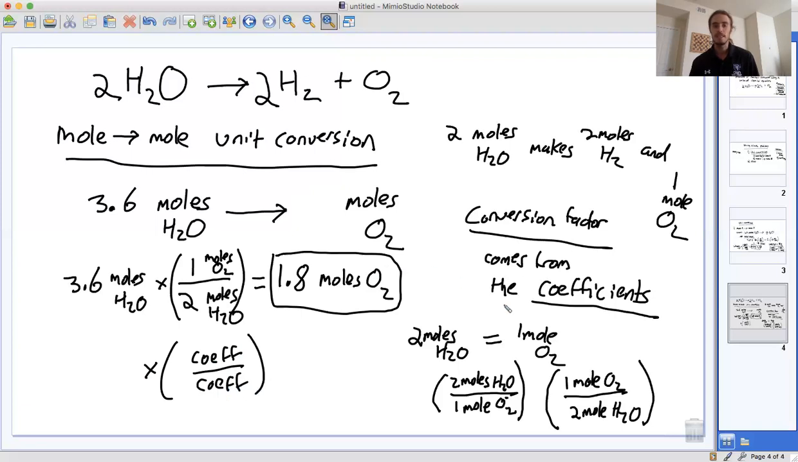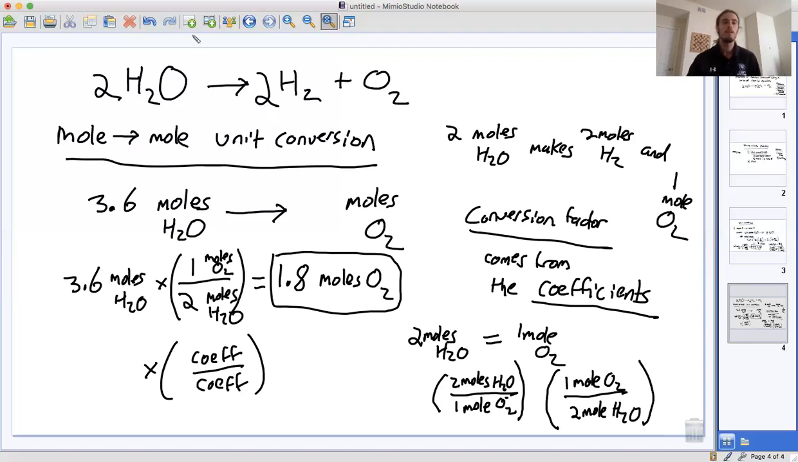The only trick is choosing which ratio to use, right? Because for any two compounds, I can write two different ratios because I can choose to have one on top or the other one on top. So you're going to choose the one that makes the units cancel, right? You're always going to have the substance you're converting to on the top and the substance you're converting from on the bottom, right? And then you're just going to get those numbers from the balanced chemical equation. All right, so that's a mole to mole conversion.